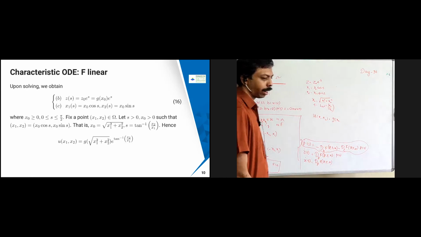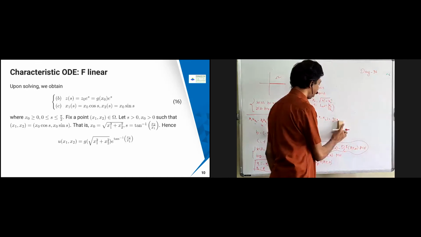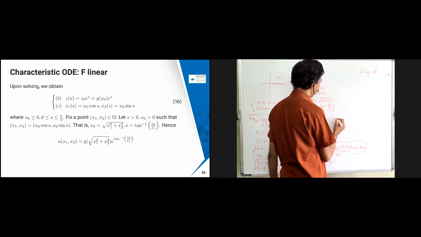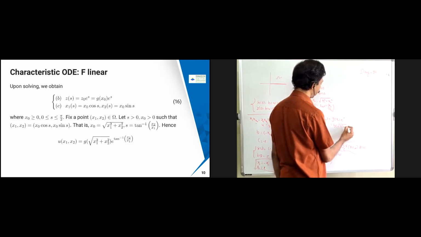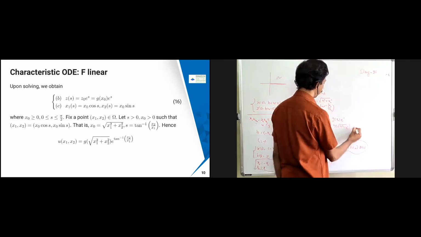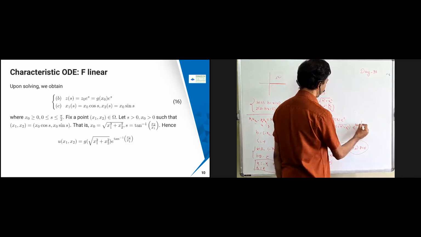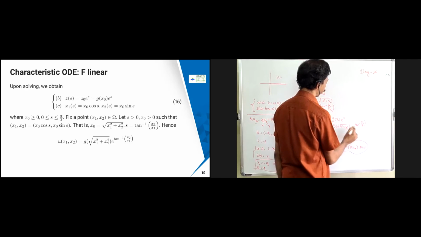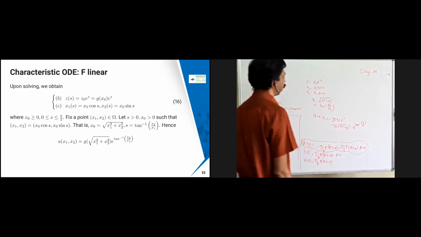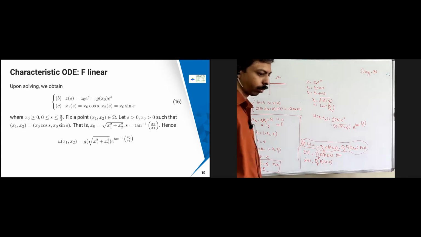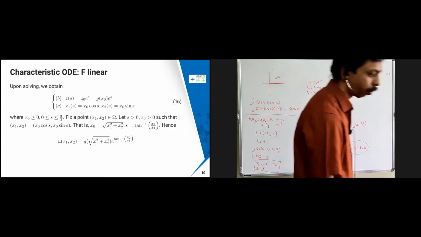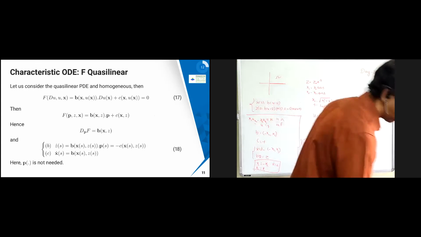But what is x naught? x naught is already the square root of x1 square plus x2 square, and I already know what x naught and s are. So this is going to become g of the square root of x1 square plus x2 square, into e power tan inverse x2 by x1. So this is going to be my u of (x1, x2). Any doubts?